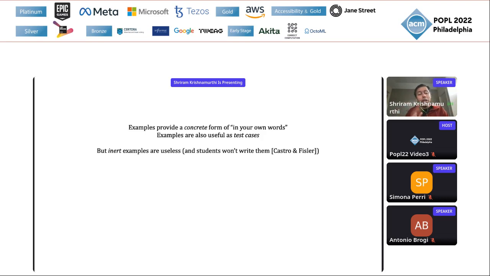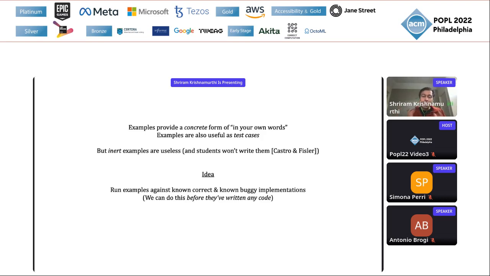Okay. So here's a really simple idea, right? What we're going to do instead is we're going to take the examples that the students wrote and run them against known correct and known buggy implementations. And the beauty of this is we can do this right now. I can take all the things you wrote in chat. You haven't written an implementation. You may not even know how to implement median, but I can still give you feedback about the quality of your examples, right? I give you feedback about how well you're doing.